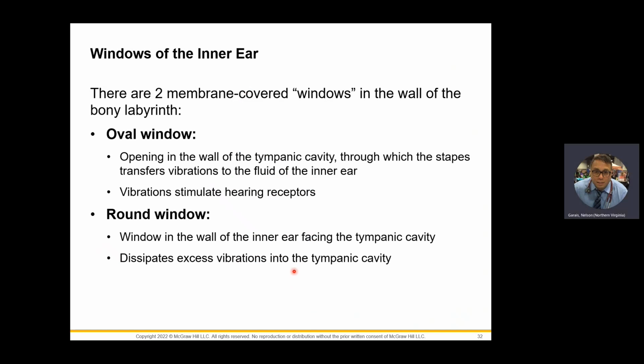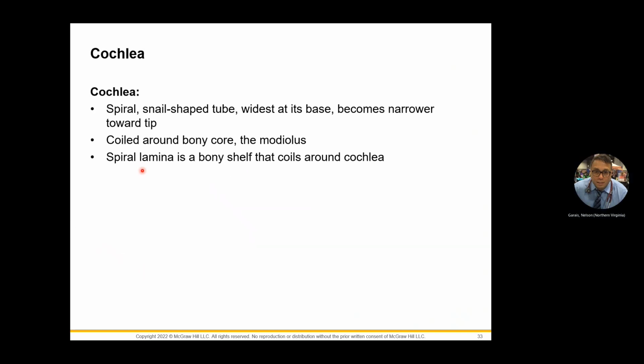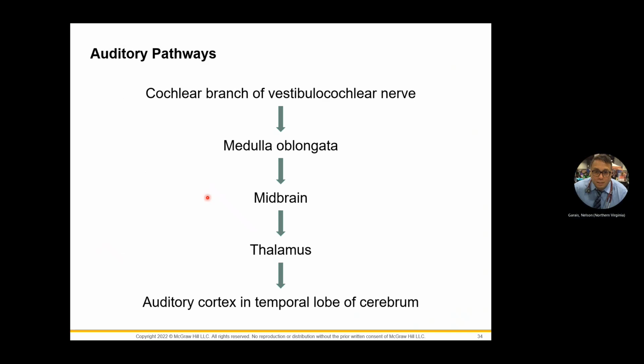Oval window, round window, we already talked about those. Cochlea, hearing. Cochlear branch of the cranial nerve 8. This is what goes. And remember, thalamus is the gate. Remember that gate? And the auditory complex cortex is in your temporal lobe of your cerebral.